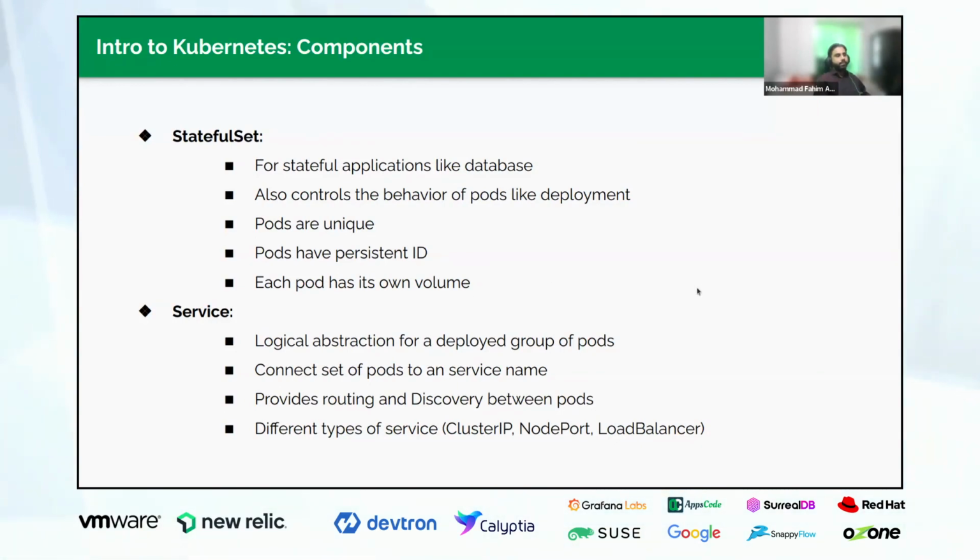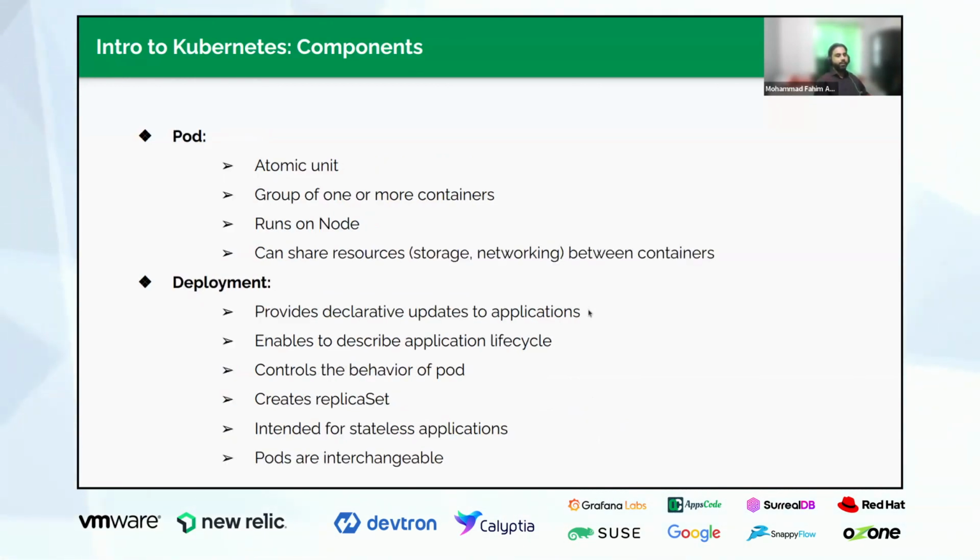The main difference from deployment is pods are unique and they are not interchangeable. They have a persistent ID, so you can have a specific DNS name for each of the pods. Also, each pod can have its own volume. So they can have different volumes, but in deployment, you cannot have different volumes for different pods.